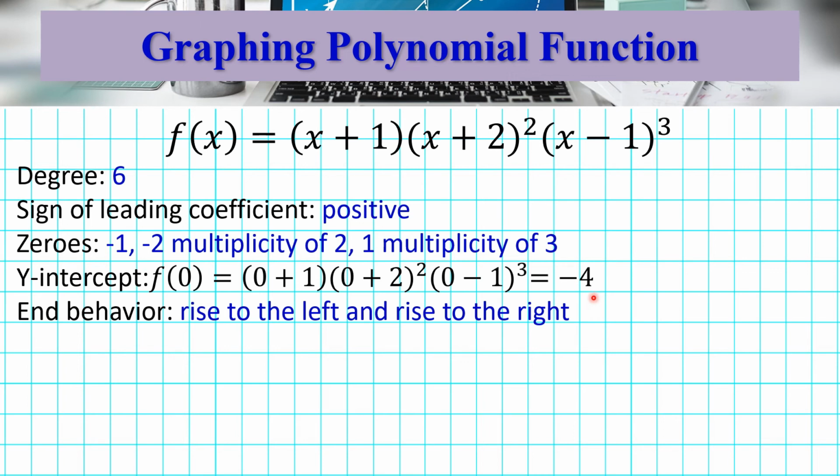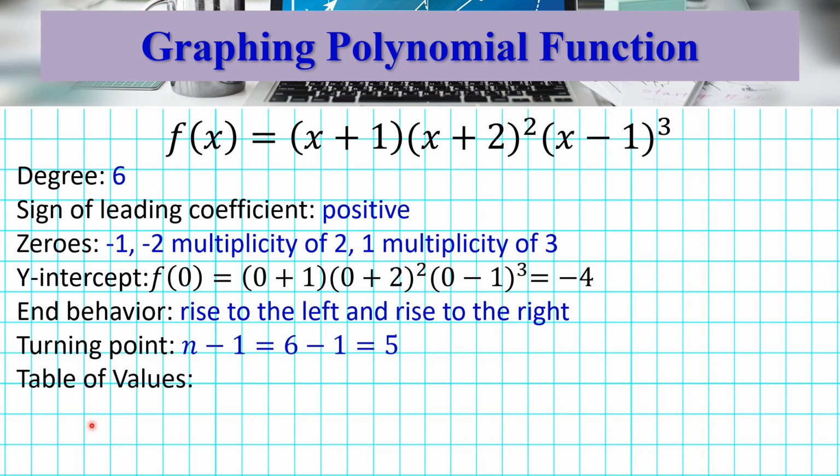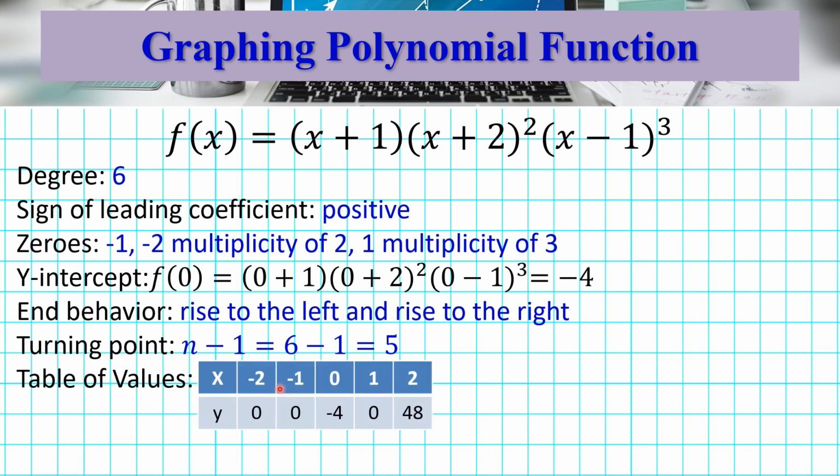Then next, ang end behavior, dahil positive ang leading coefficient at ang degree natin ay 6, which is even. Ang end behavior natin is rise to the left and rise to the right. Dahil even yan at positive, parehas napapanik sa kaliwa or sa kanan. Then next, yung turning point natin is n minus 1. We have 6 minus 1 kasi yung n natin ay 6. And it should be at most 5 ang ating turning point. So, pwedeng mas bumaba sa 5. Depende sa multiplicity natin.